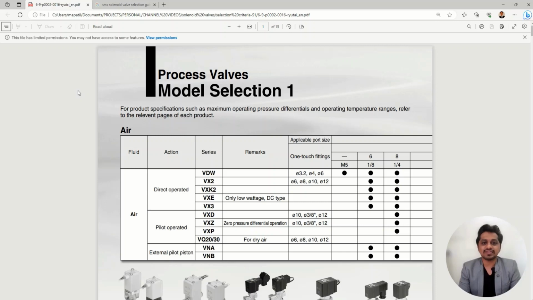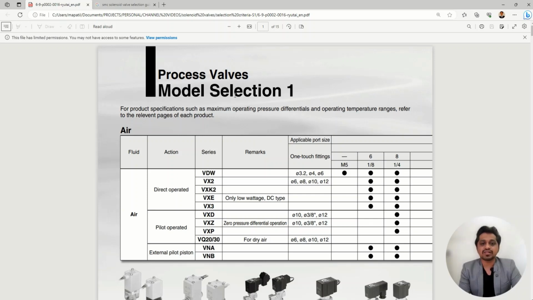So now you can see SMC is one of the leading manufacturers of pneumatic components. This is a standard selection PDF given by SMC. I will drop the PDF link into the comment section. So let's check out what it is.